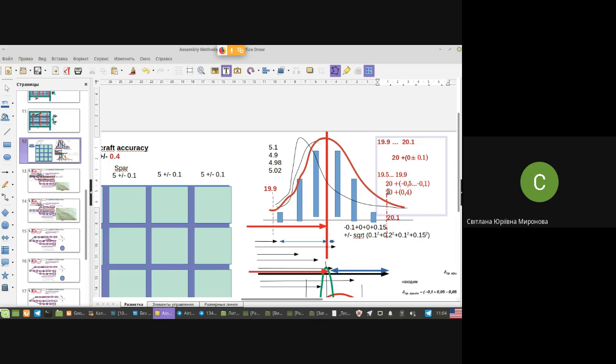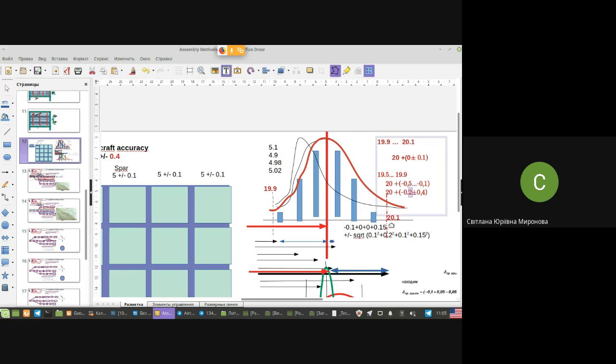Don't pay attention now to this. 0.4. Am I right? 19.9 minus 19.5. What is it? 0.4? What is the difference between these two sizes? 0.4, yes. Now, how may I write down, so you can calculate on your own?